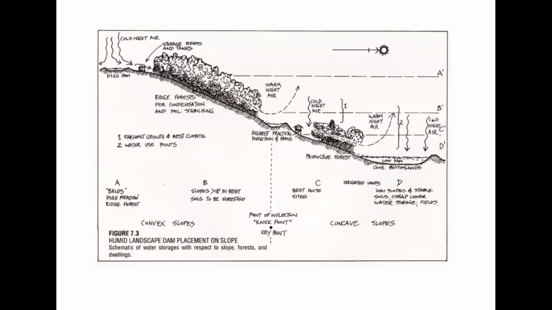So, this is a humid landscape we're looking at on a slope. And we've got three dams placed on this. This is sort of an exploration of slope, altitude, and a few thoughts about how cold air and warm air might move across our landscape.